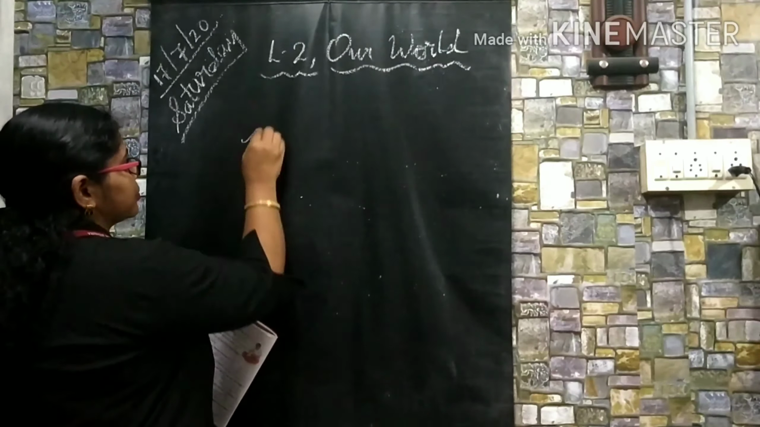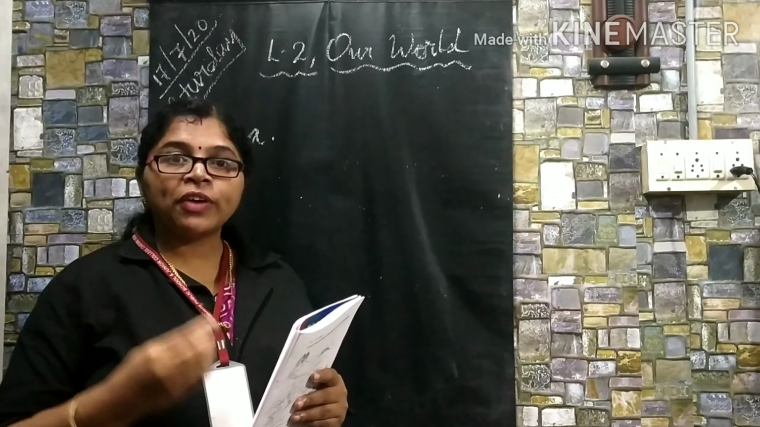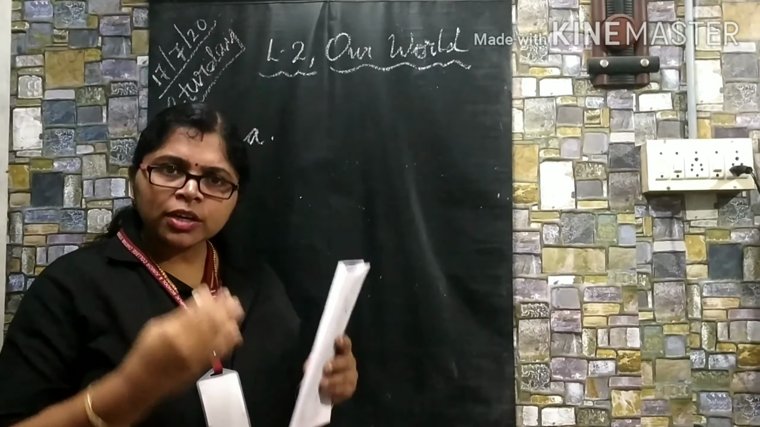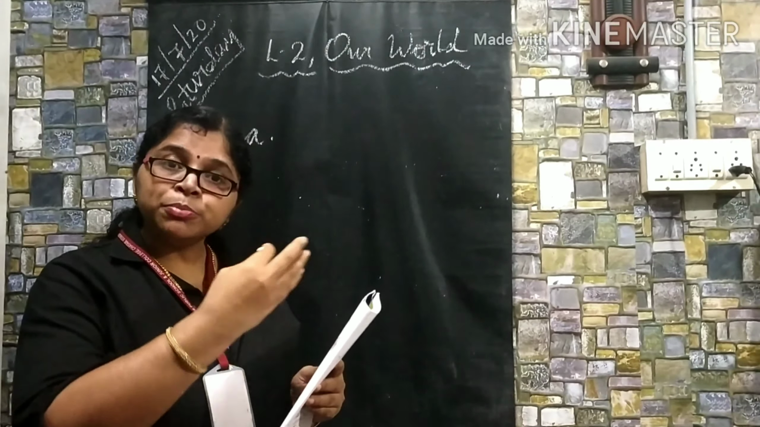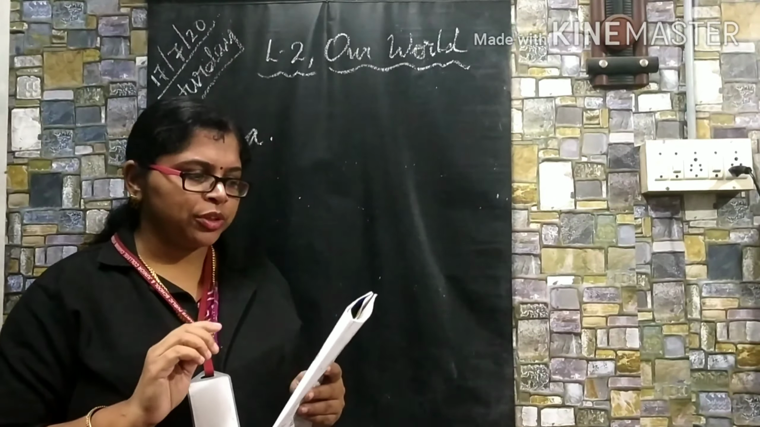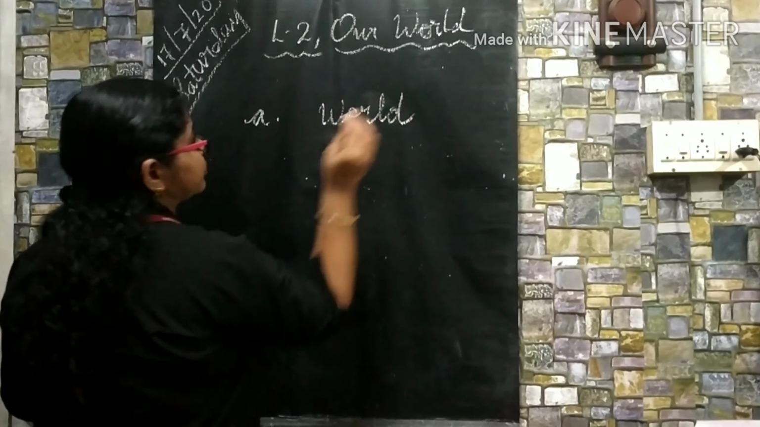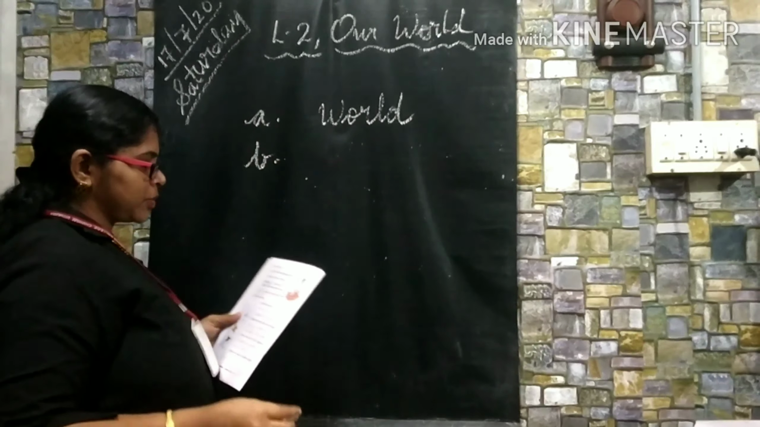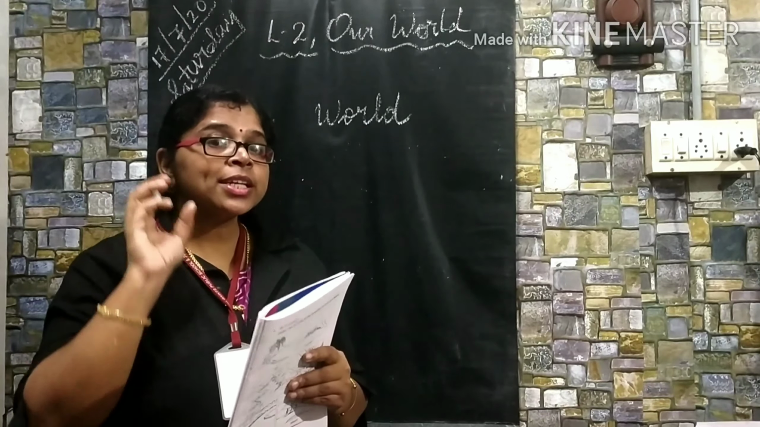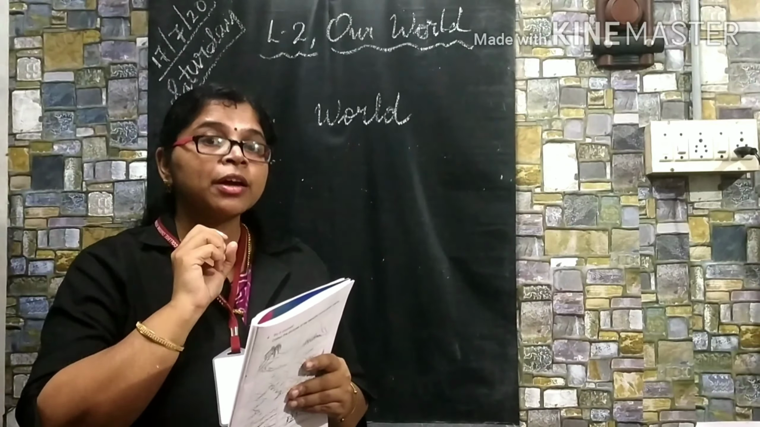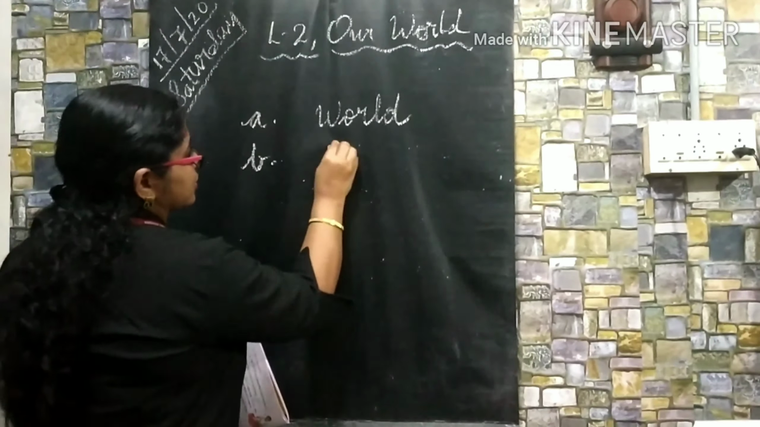Now children, fill in the blanks. A. The dash is a beautiful place to live in. Now where are we living, children? In this beautiful earth, isn't it? So, what is beautiful? Our world is beautiful. So, the answer will be the world. Now next one. The sky is full of twinkling dash. What can you see in the sky at night? You can see something twinkling, isn't it? Very good. The answer is stars.